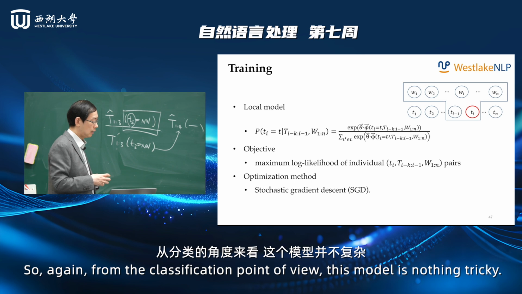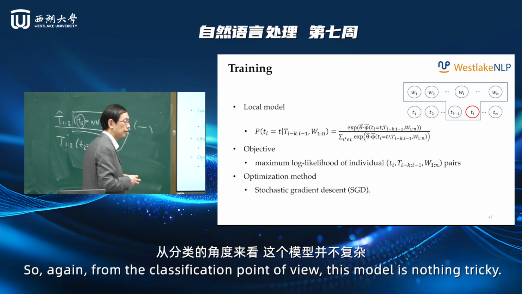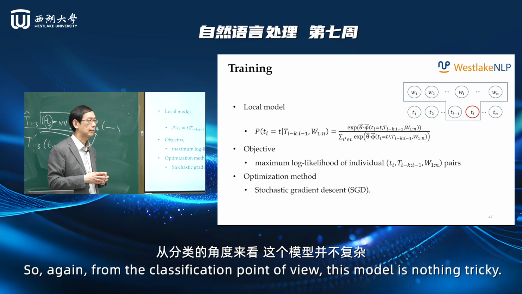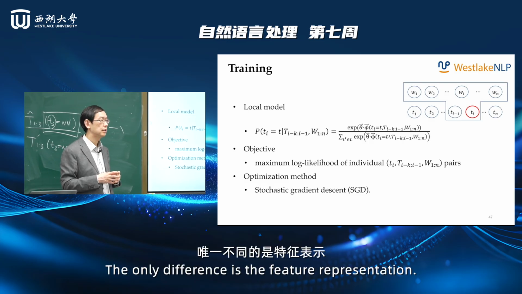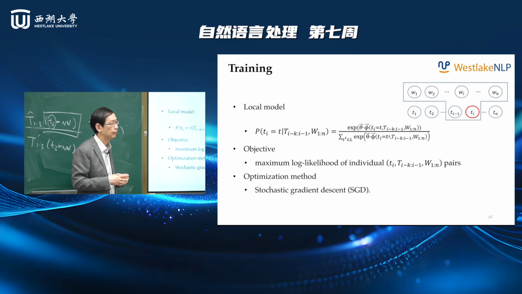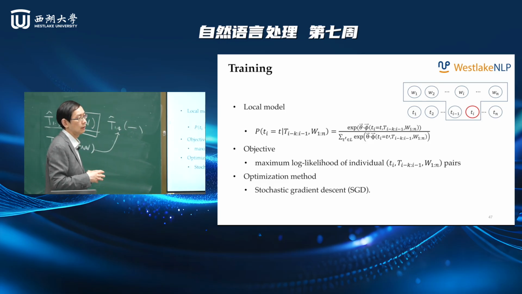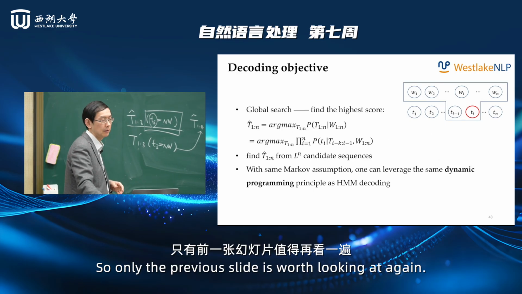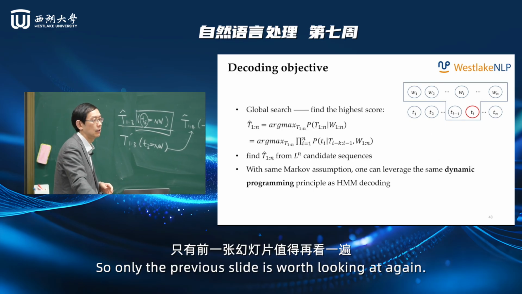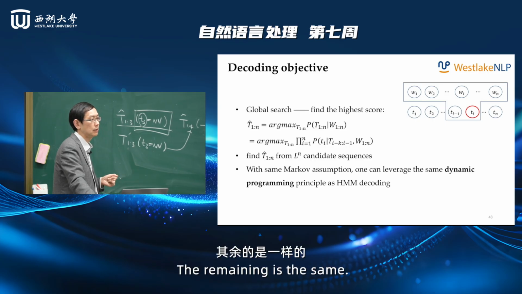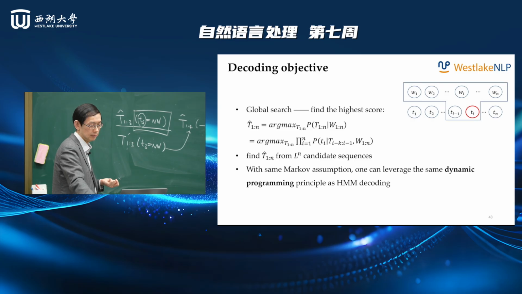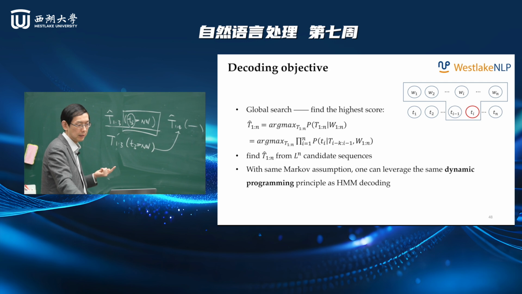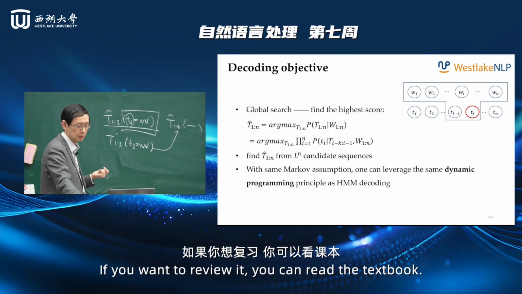So again, from the classification point of view, this model is nothing tricky. It's almost what we have learned. The only difference is the feature representation. So only the previous slide is worth looking at again. The remaining is the same. How to train it is the same as the classification model. If you want to review it, you can read the textbook.